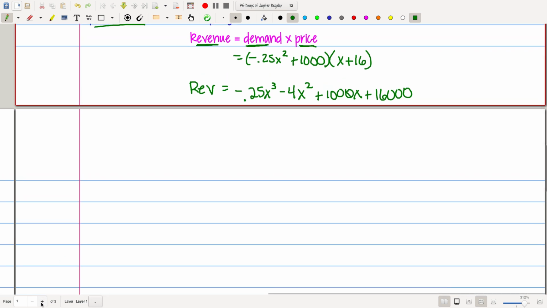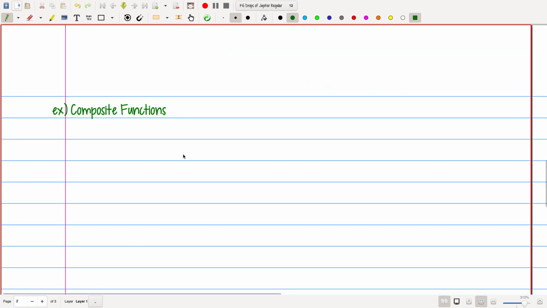All right, next page. The last thing we're going to look at is what we call a composite function. Okay, a composite function is when you multiply or you plug in one thing after another. So I'm going to start out with f of x equals x squared, g of x equals x plus 1. So an example of a composite function would look like this.